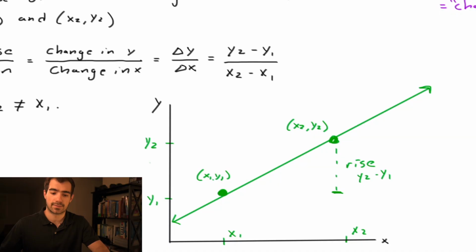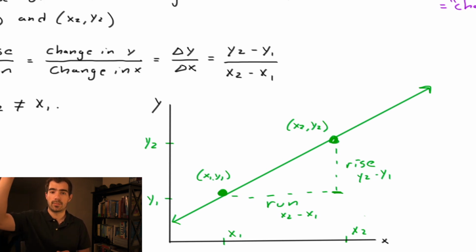Likewise, our run is how much are we running over, right? From our initial x1 point to our new x2 point, how much are we sliding over horizontally? That's the difference between here and here, or in other words, this distance here, which we call our run, or x2 minus x1. And what the slope does is it describes the ratio of how much we go up divided by how much we go over.